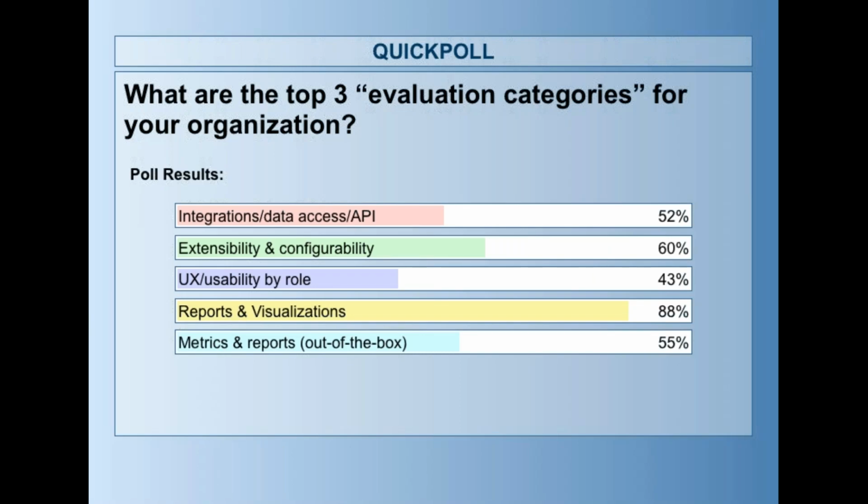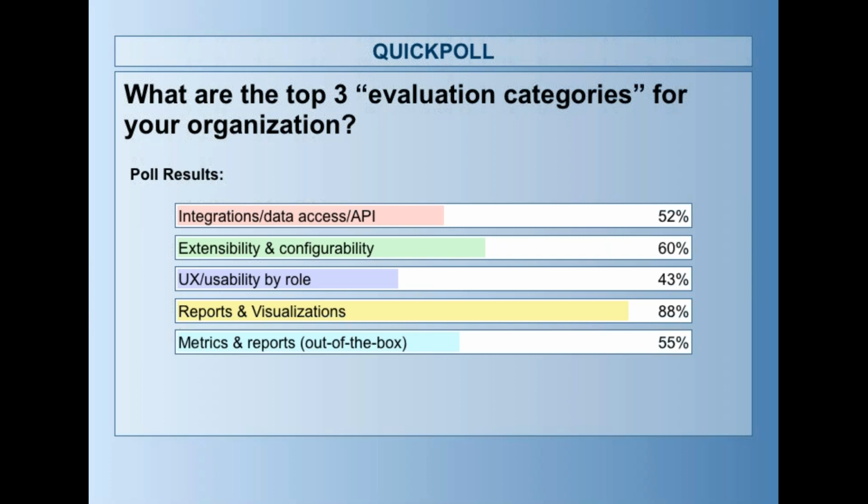It looks like it's spread pretty evenly. Almost all of these. There's one that tends to stick out. I believe the second one, extensibility and configurability, seems to be the highest. And then we've got reports and visualizations at 88%. Oh, I couldn't see that. Thank you. So that is definitely the highest. Reports and visualizations, great. And the lowest on this one tends to be UX and usability by role.